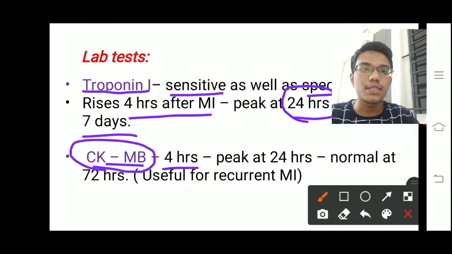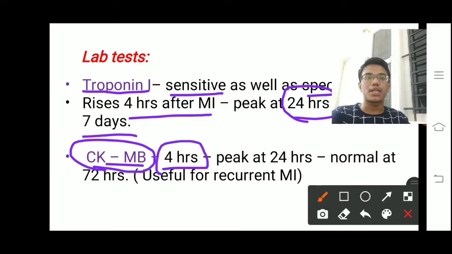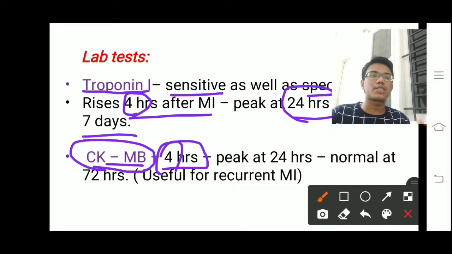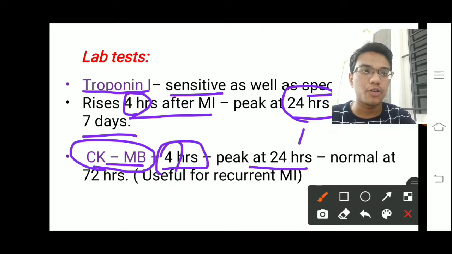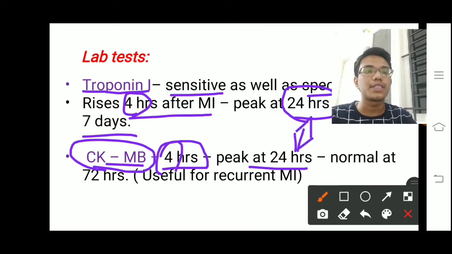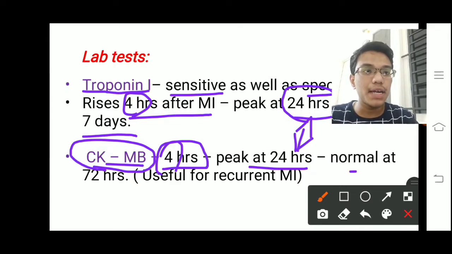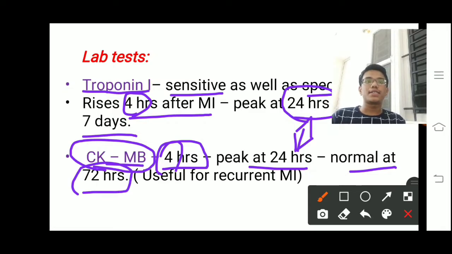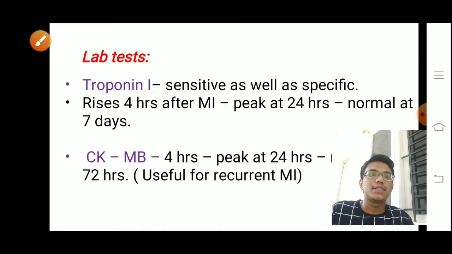It starts to rise 4 to 6 hours after MI. For easy remembrance, this is also 4 hours, approximately. And it peaks at 24 hours, the same as troponin I, and it will become normal at 72 hours. That means within 3 days CKMB comes back to normal after MI, whereas troponin I takes approximately 7 days to return to normal. Significance it has: CKMB can be useful for recurrent MI.